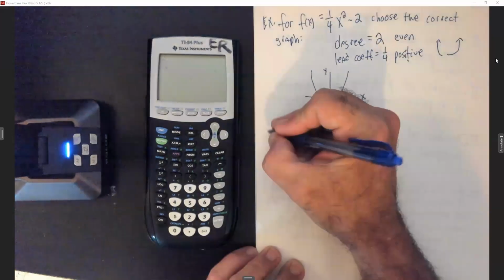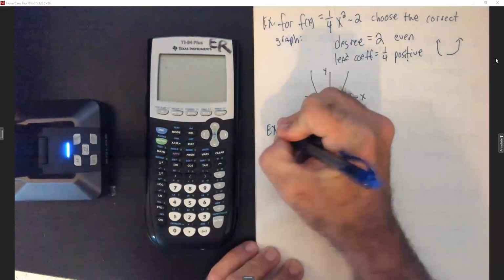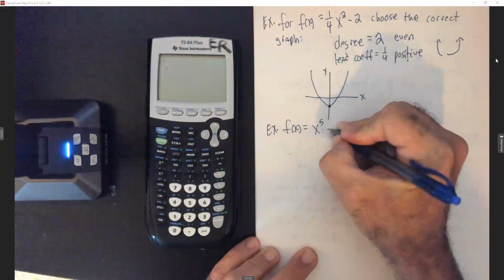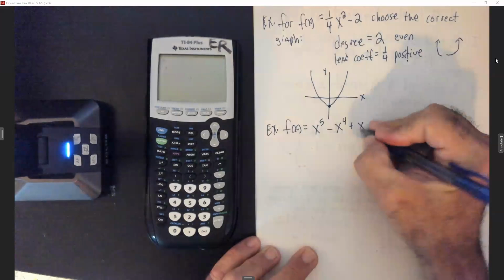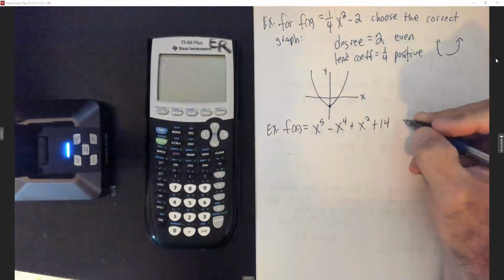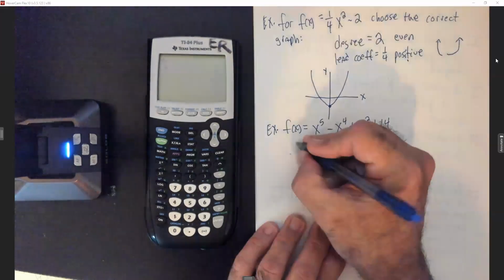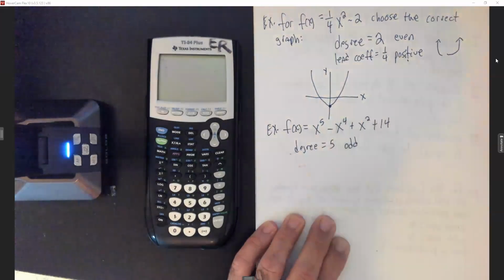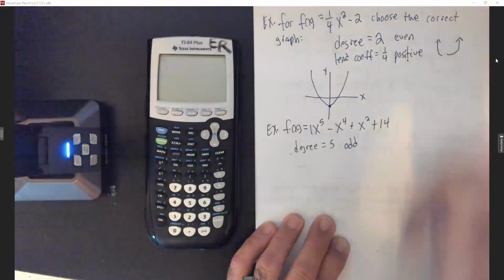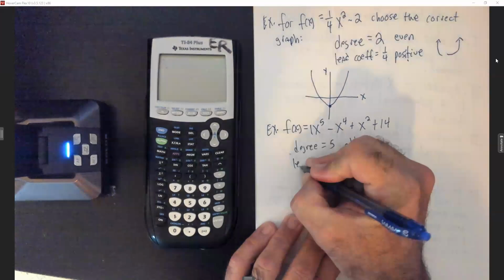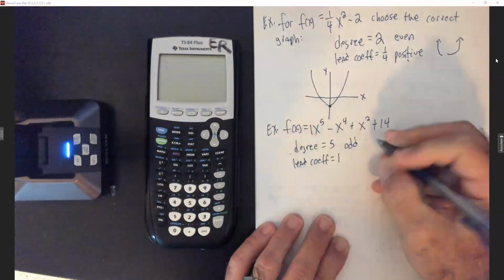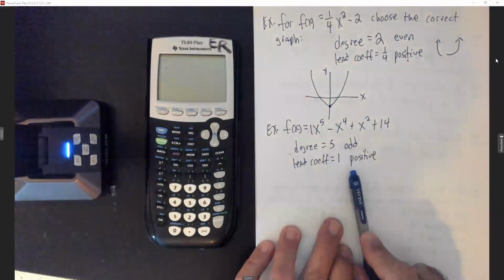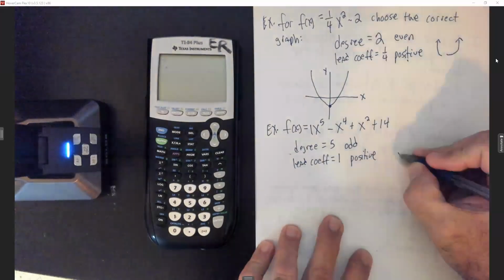All right, so same thing on this one. This one has f of x equals x to the fifth minus x to the fourth plus x squared plus 14. So I'm going to go through this. I got a degree is 5, which is odd. There's not a number in front, so we treat that number like a positive 1 sitting there. So the lead coefficient equals 1, which is positive. So remember, if we had an odd degree, positive lead coefficient, left to right, it should be going uphill.